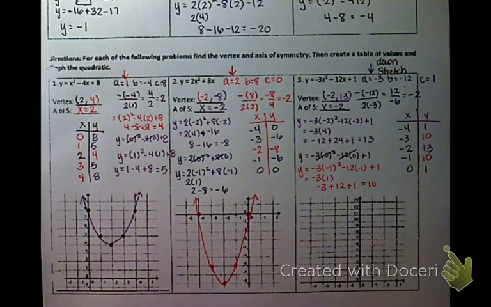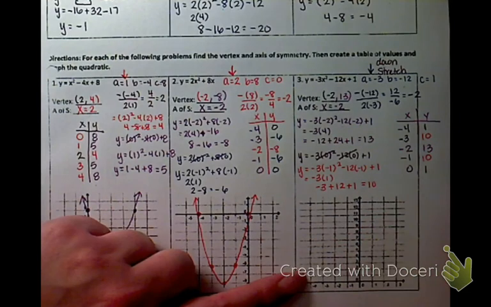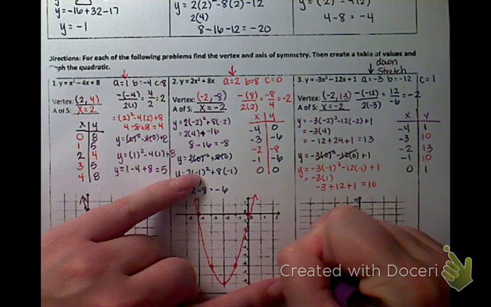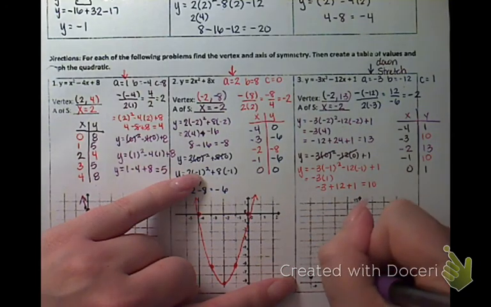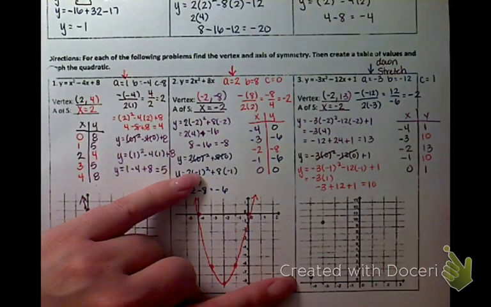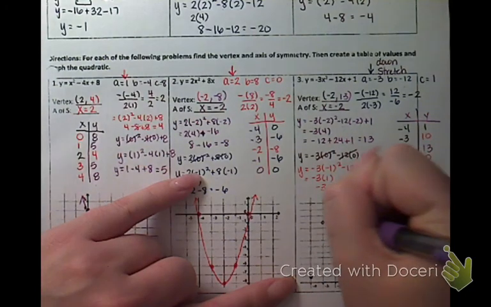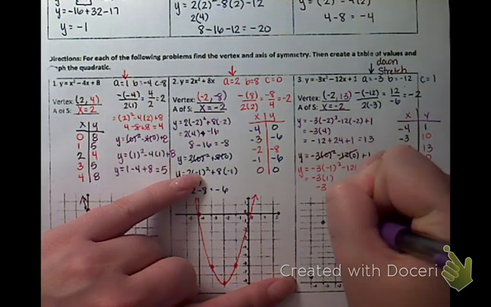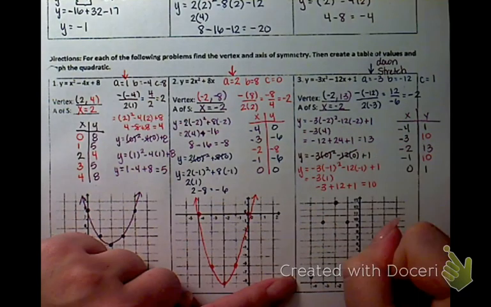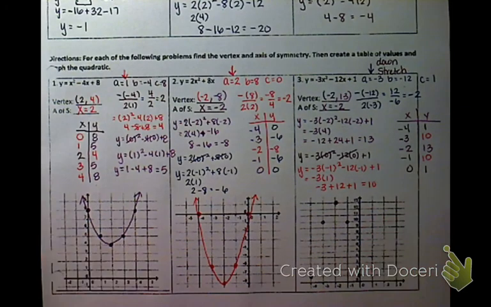Okay, again, my graph should face down. So as I plot these points, if my graph doesn't face down, I know I did something wrong. So let's see. Negative 4, 1. Negative 3, 10. Negative 2, 13. Negative 1, 10. And 0, 1.